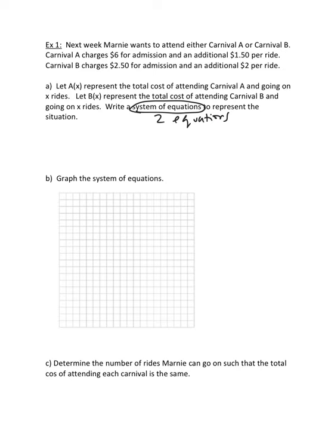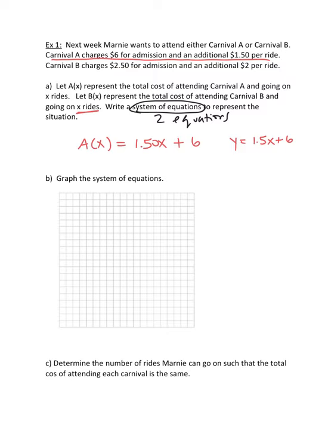Okay, so Carnival A says that they charge $6 and an additional $1.50 per ride. So A of X, the cost, equals, and I'm going to switch the order, $1.50 times X rides, because they said X rides, plus the $6 for admission, so that I'm making it look like y equals mx plus b. So it's really like y equals 1.5x plus 6.